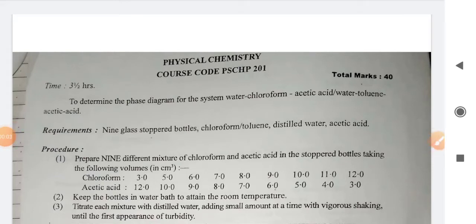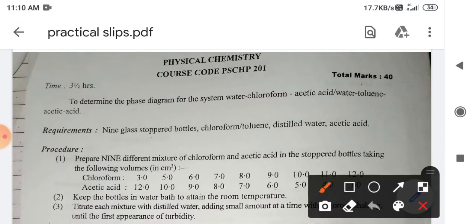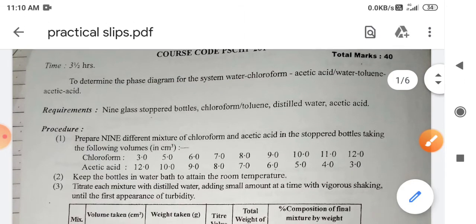So this is the first practical, that is to determine the phase diagram for the three component system, that is water, chloroform and acetic acid, or water, toluene and acetic acid. So out of these two systems, one of the systems is given to you in the exam, so you need to determine the phase diagram for that particular system.